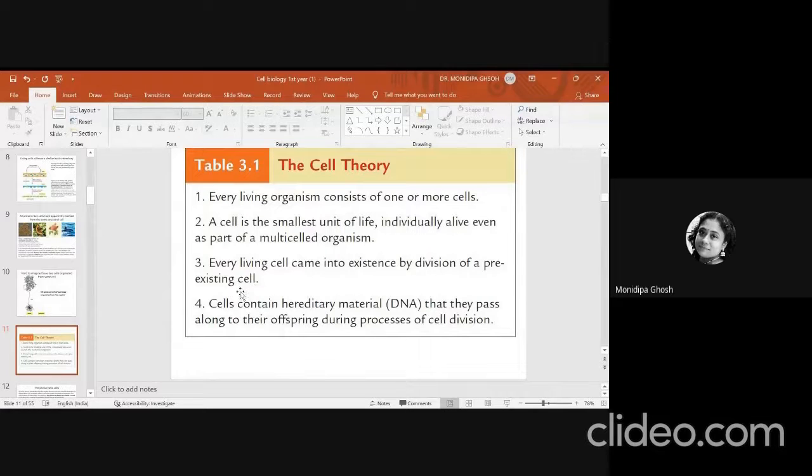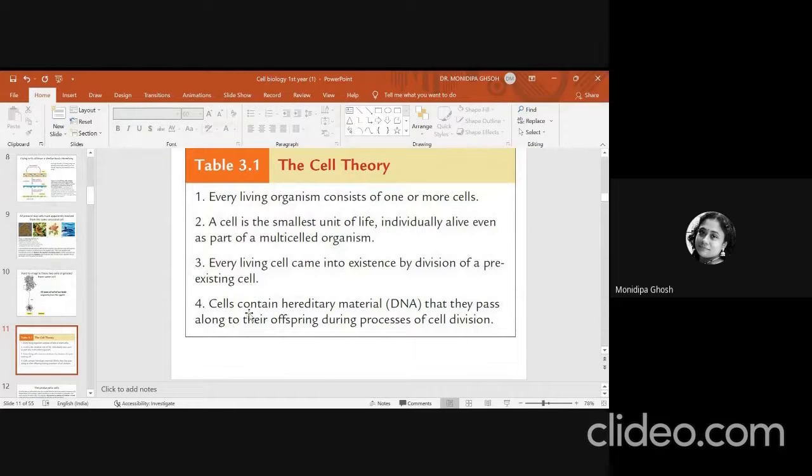Point number 3 is that every living cell comes into existence by division of a pre-existing cell. Means first one cell is there, and from a pre-existing cell, multiple cells are generated by cell division. The somatic cell divides by mitosis, and the germ cells, that is the sperm and the ovum, divide through meiosis. There are two types of cell division.